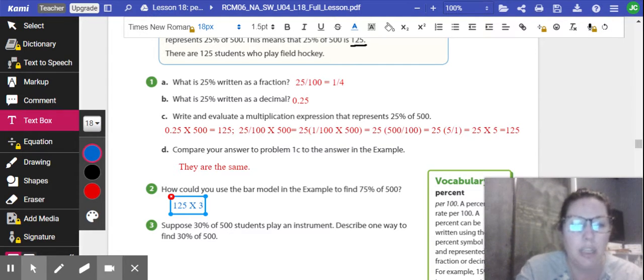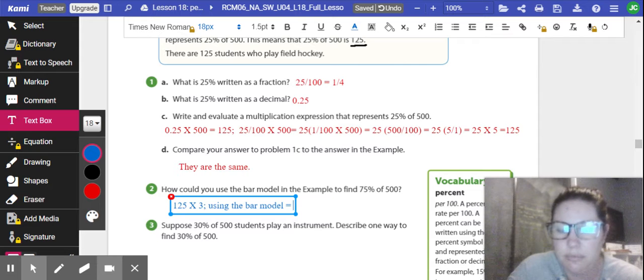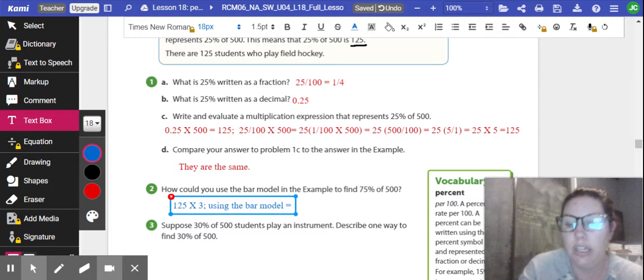And so using the bar model, what is 125 times 3? Give you guys a second to multiply that out. And you should get 375. I think that's what I got.